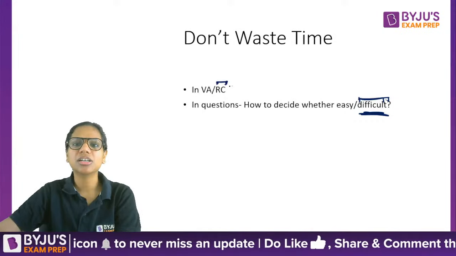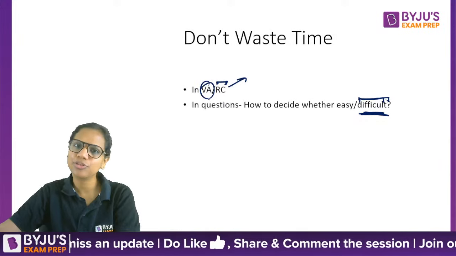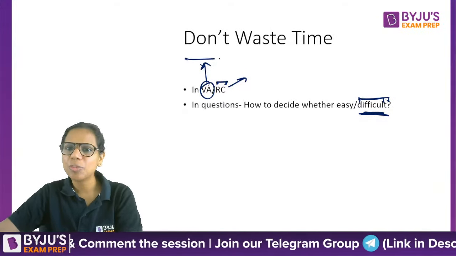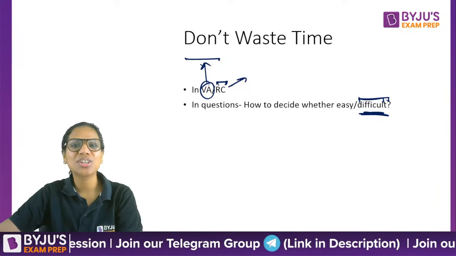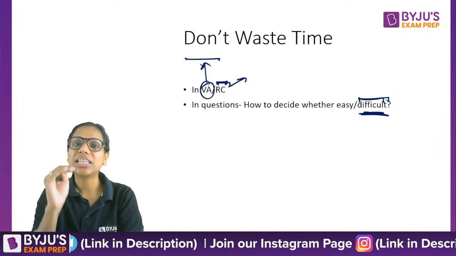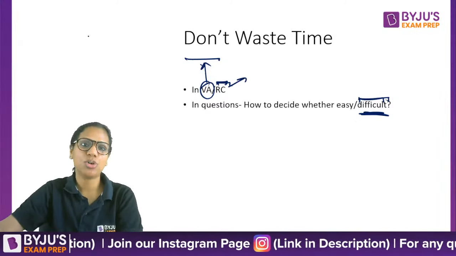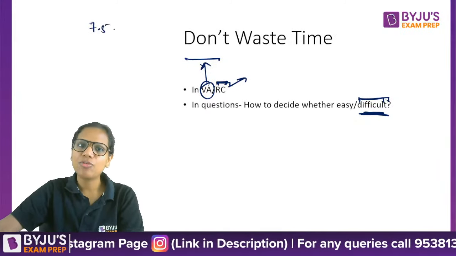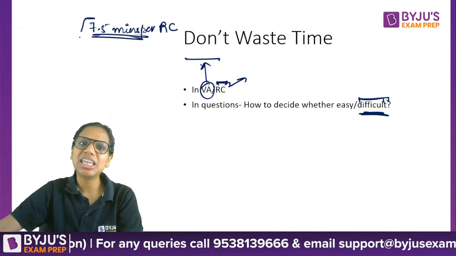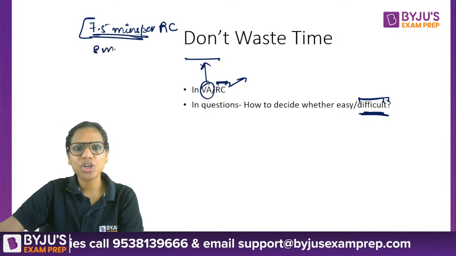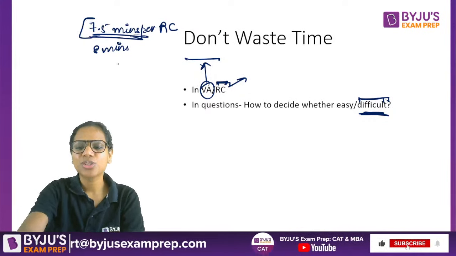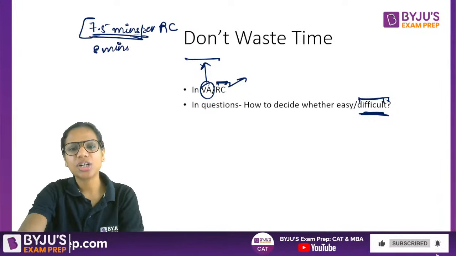Similarly, don't waste so much time in RCs that you're not left with time for VA. And some of you who attempt VA first, don't again spend about 20 minutes on VA itself, such that you do not have time for RCs. So please don't waste your time. Have a healthy sense of time right from the beginning. If you have on an average 7.5 minutes per RC, ensure that you maintain this per RC. 8 minutes is okay, but 11 minutes should not happen. You get it? So maintain a healthy broad sense of time.